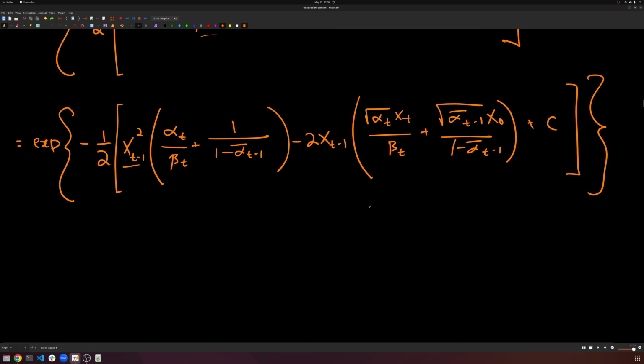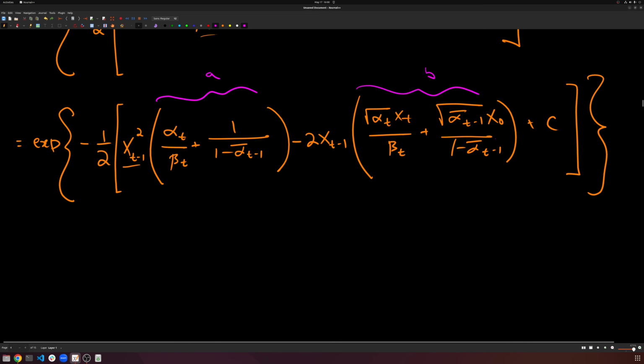And what you'll notice is we now have a quadratic. We have an x squared times something, minus 2 times something. So let's write it that way. This is some a, and this is some b, and that's some constant c. It's literally just a simple quadratic function. It's going to be a times xt minus 1 squared, minus 2b times xt minus 1, and then plus c. There's a plus c there, but we're just going to ignore that plus c for now. We don't care about it. We'll deal with it later.